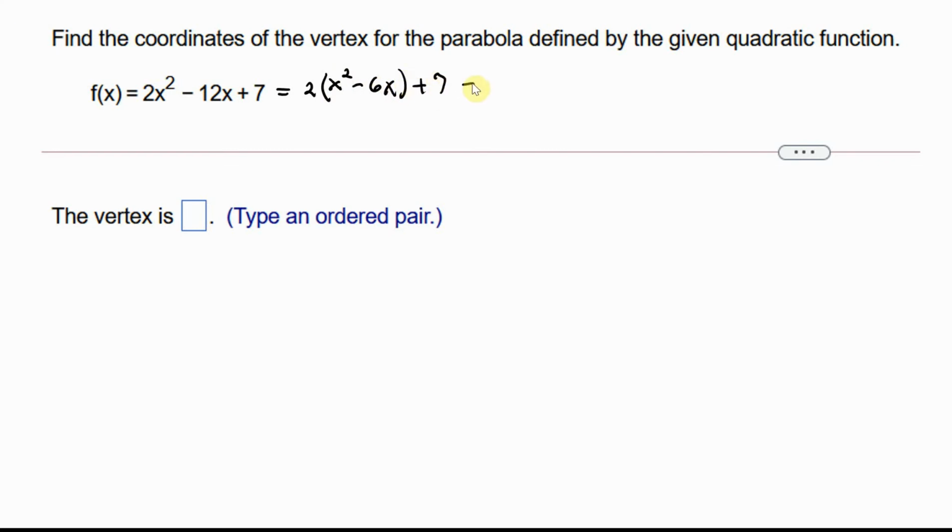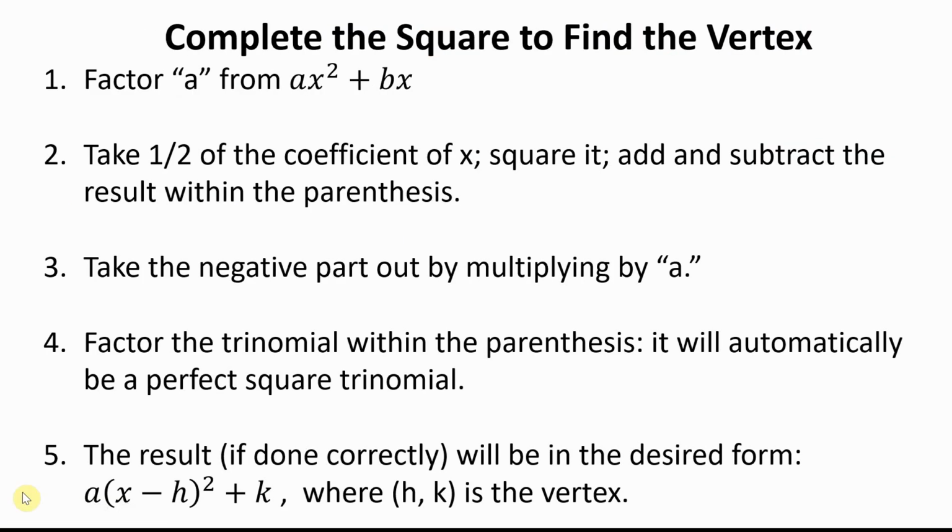The next thing it said was to take half of the coefficient of x. Well, the coefficient of x is -6. Take half of it, I get -3. Square it, I get 9. So I'm going to add 9 and subtract 9 within the parentheses. What did I just do? I got it right here on paper. Take half, that's step 2. Take half of the coefficient of x, square it, add and subtract the result within the parentheses.